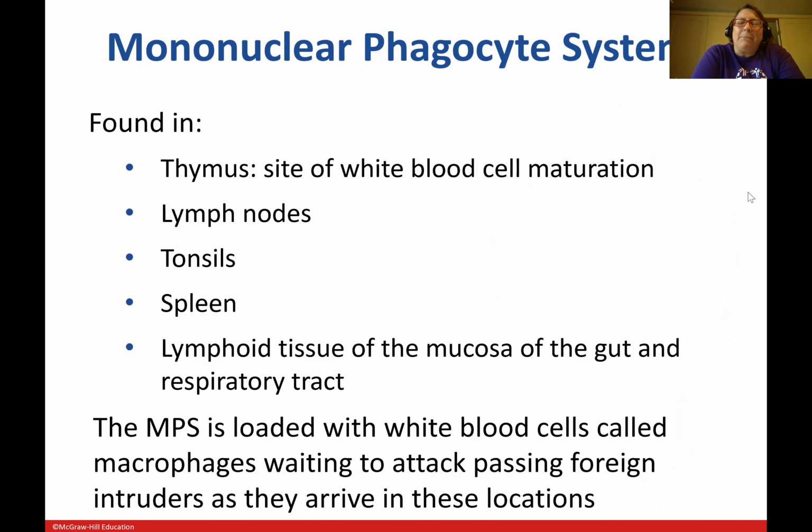Okay, so that mononuclear phagocyte system that we just talked about is found in some very specific organs, in addition to wrapping around a lot of the other organs in the body. So the thymus is, again, a very, very critical part of the immune system. The lymph nodes, like we just talked about, the tonsils, the spleen, and all of that lymphoid tissue that we talked about, the SALT, the GALT, all of that. And it's loaded with these white blood cells called macrophages that are basically doing the surveillance, and they are part of the innate response that destroys bacteria as they arrive in these surveillance locations.